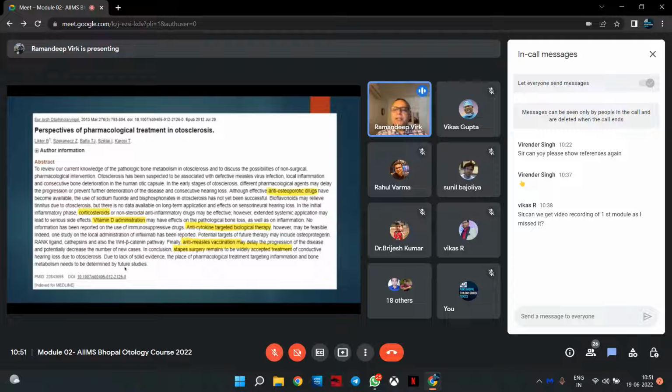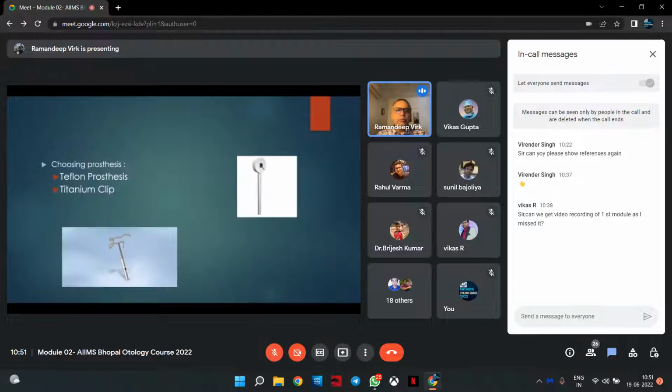Even other drugs, like many the world over are trying, anti-osteoporotic drugs, corticosteroids, vitamin D administration. Again, literature has shown that it has no value.